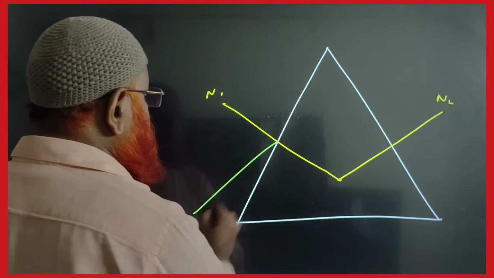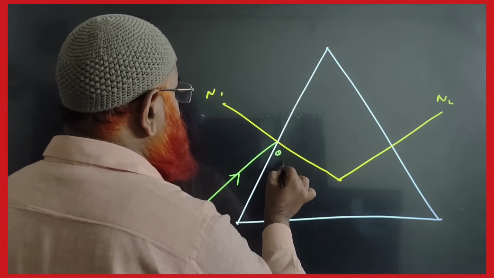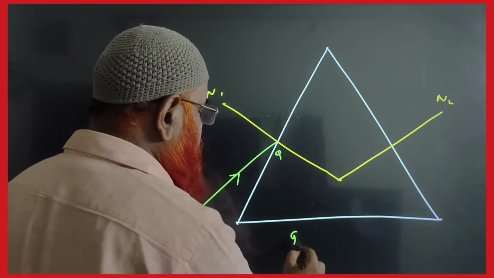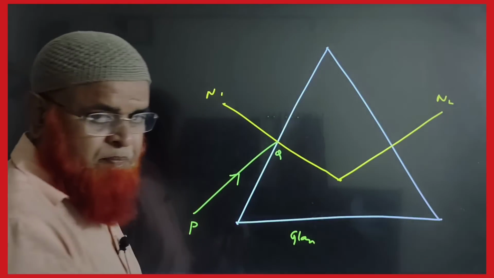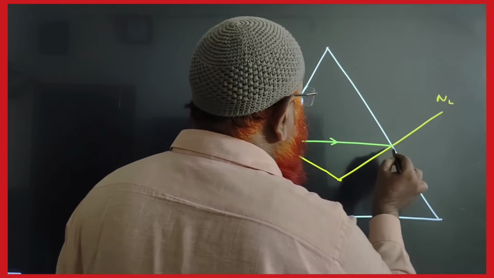So light travels from this point. This is P and this is Q. It is traveling from air to glass. This prism is called a glass medium. And it bends towards the normal like this, and it comes out.